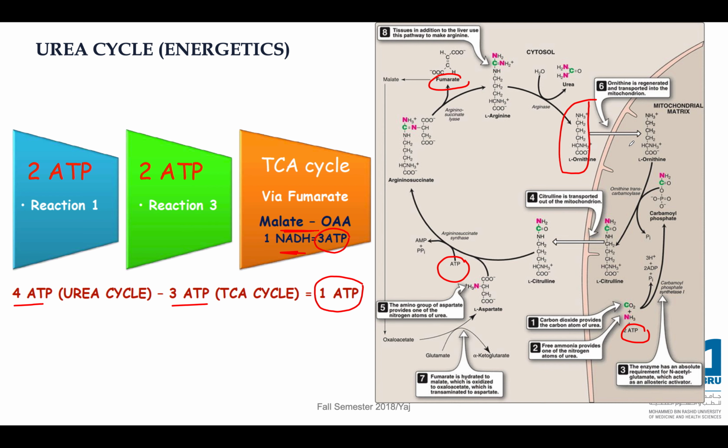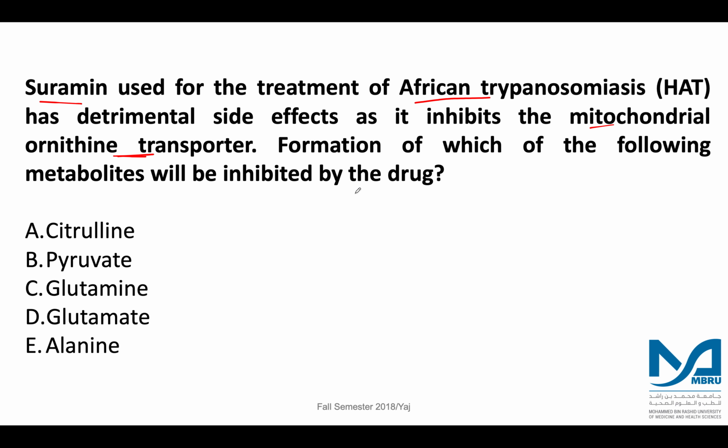So they are telling that this particular transporter is completely impaired by the drug suramine. So which of the following metabolites will not be found? And the answer to that is citrulline. And citrulline is one of the options. So I believe when one takes the step 1, they will have some idea about this particular drug. So that's the reason they have put this question in. But this question is related to the urea cycle, so I thought of discussing this with you.